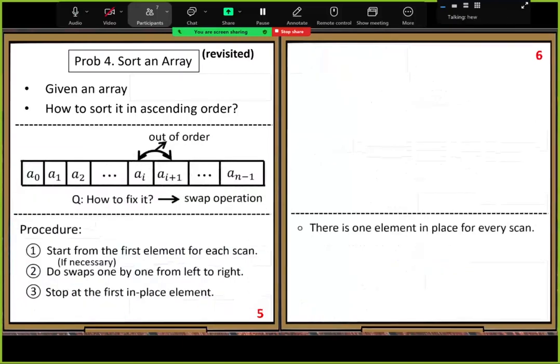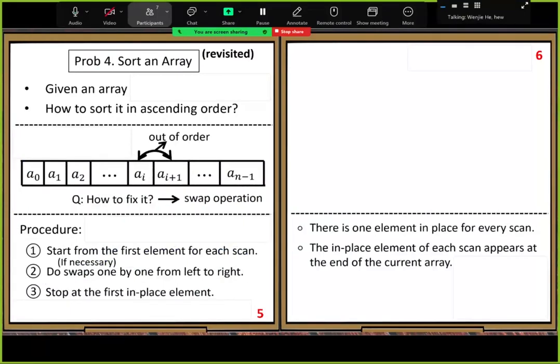So here, let's look at the summary. There is one element in place for every scan. That element is the maximum element of the current array. Each round we reduce the size of the current array by the elimination method. After you put one element in place, we eliminate it. So here we apply the elimination method.